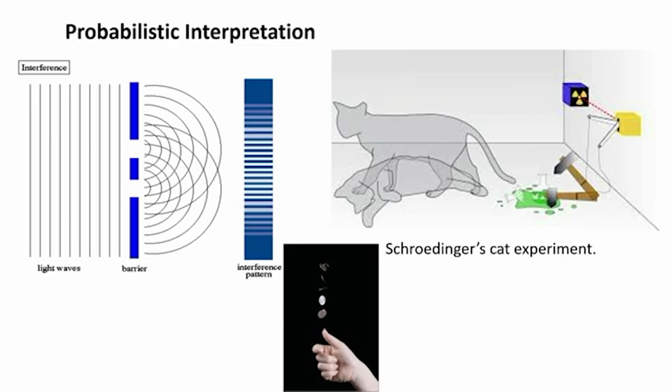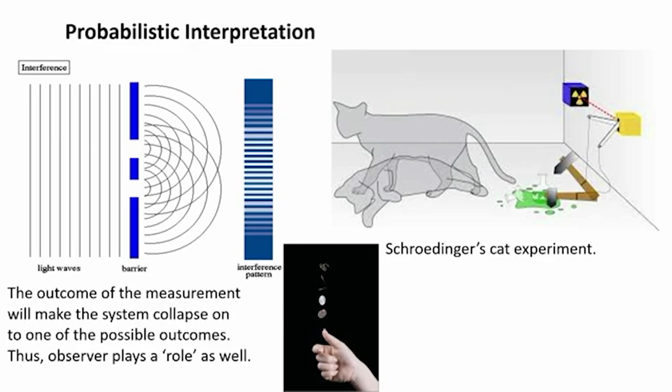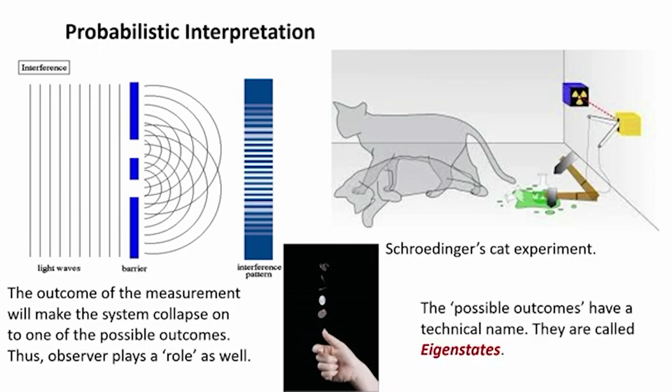Okay. So, there is an observer which is making this measurement to collapse to one of the states of the system, and these states are called the eigenstates. Let us talk about that in more detail. So, the outcome of this measurement will make the system collapse onto one of the possible outcomes. For example, the cat being alive, for example, the result of the coin toss giving you head, and so on. So, the observer really plays an important role in this whole thing.